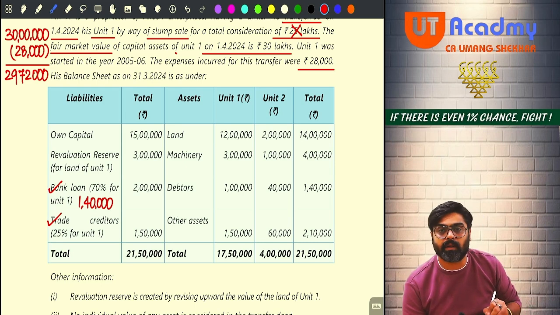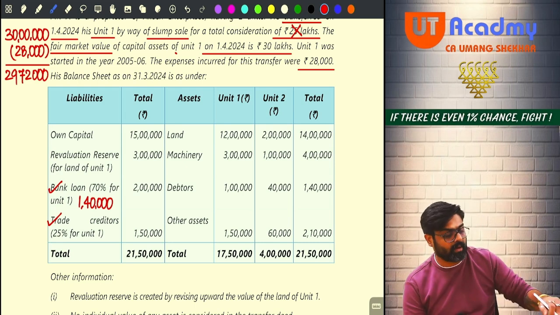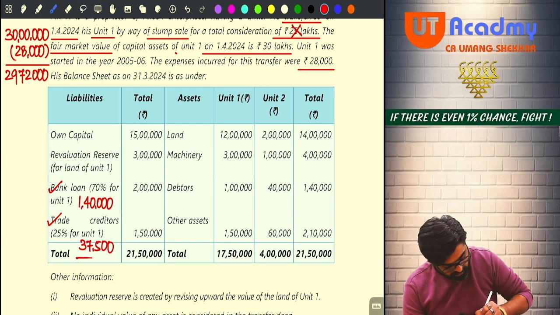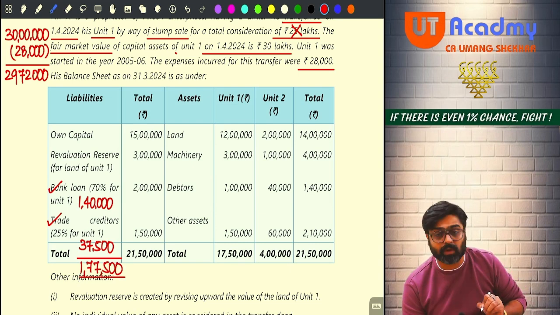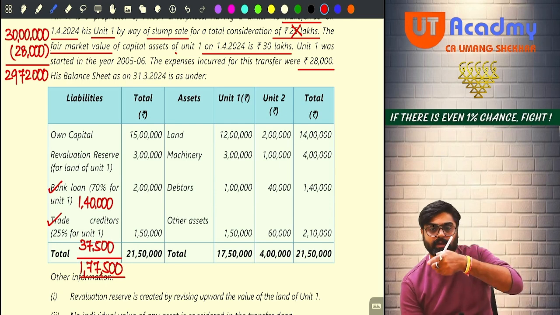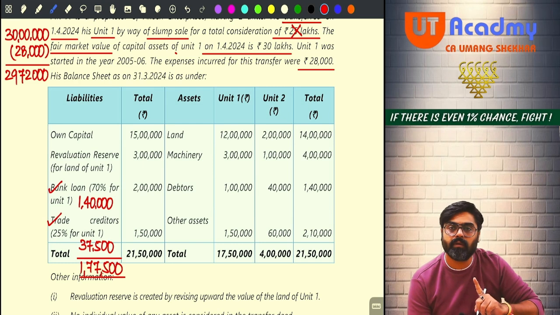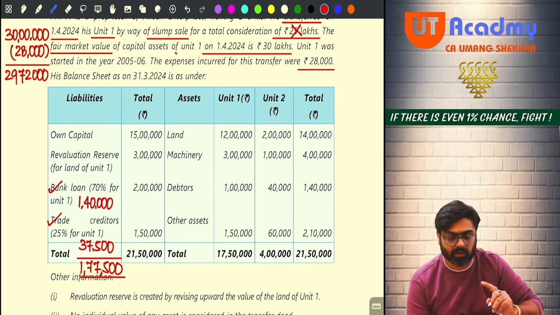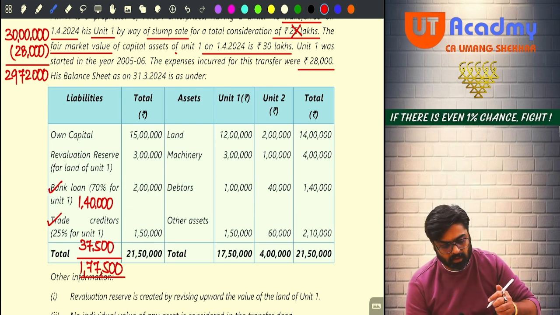25% of that is for unit number 1. So 25% of 1,50,000 will be 37,500. So 37,500 plus 1,40,000 will give me a total liability of 1,77,500. Now I will have to calculate the total assets. Out of total assets, I will reduce these liabilities, and I will get the net worth. That will be treated as cost of acquisition, which I will reduce from the net consideration. To calculate the total assets, will I take the total assets of both the units or only unit 1? Only unit 1.